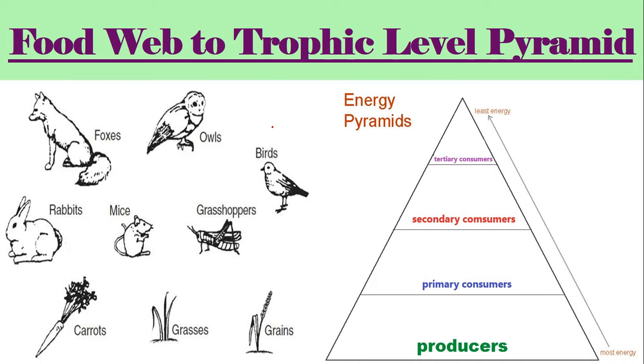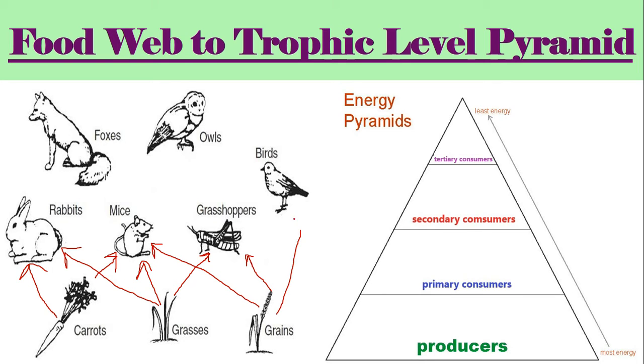So let's look at this little practice here, and let's make a food web and then place the stuff from the food web into the trophic pyramid. So we have a carrot here. What would eat the carrot? Well, the rabbit would eat the carrot. The mice would eat the carrot. Grass. Well, the rabbit's going to eat some grass. The mice is going to eat grass. And the grasshopper is going to eat some grass. The grains. Grains are going to be eaten by the mice, the grasshopper, and I would say the bird as well. This bird will eat grains.